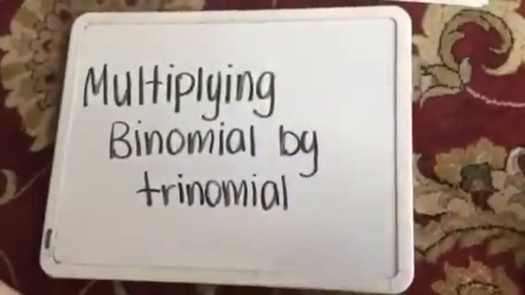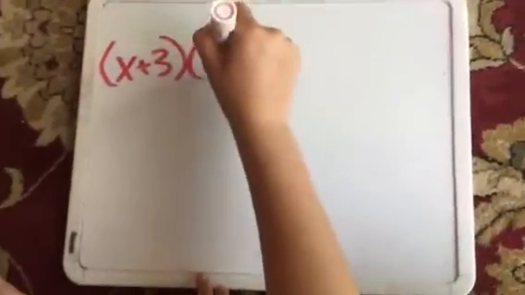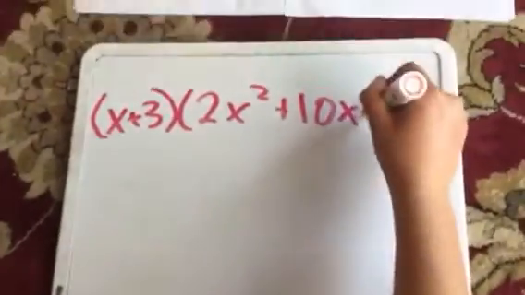Now that we know how to multiply binomials by binomials, let's try multiplying binomial by trinomial. So for multiplying binomial by trinomial, the FOIL method cannot be used to multiply two sets of parentheses. So we will have to distribute. So our first problem is x plus 3 times 2x squared plus 10x plus 1.